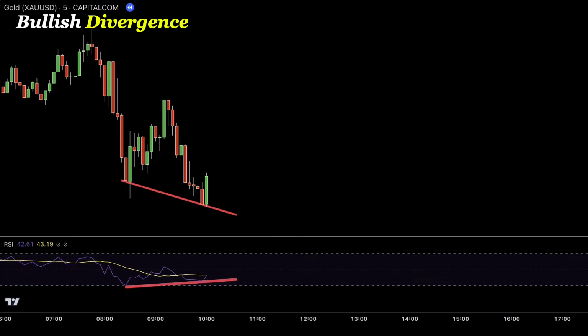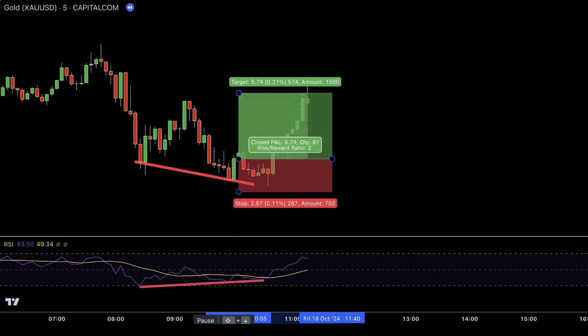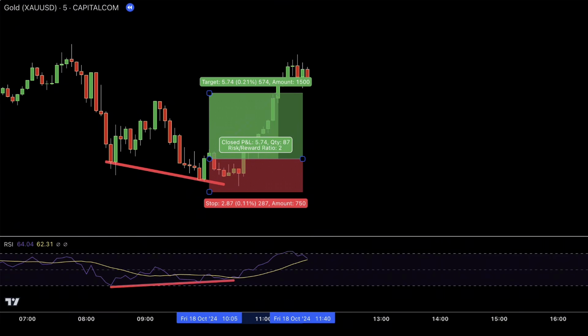Bullish divergence. Bullish divergence occurs when the market forms lower lows, while the RSI forms higher lows. This suggests that bearish momentum is weakening, even though price is still moving downward. As a result, the probability of an upward reversal begins to increase. Pro tip: when drawing bullish divergence, connect the lower lows using the candle bodies rather than the wicks for more accurate analysis.